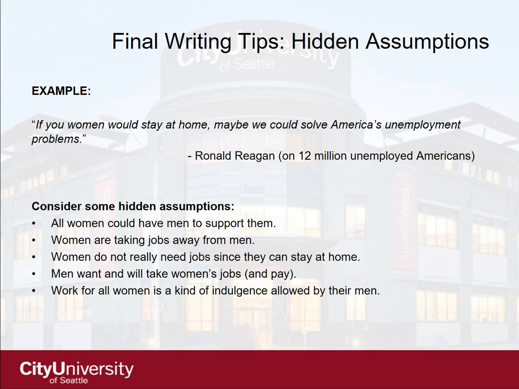Another thing is hidden assumptions, and this is a subtle form of evidence. Here's an example. "If you women would stay home, maybe we could just solve America's unemployment problems." Ronald Reagan, one of our presidents, said this regarding unemployment, which was interesting. So consider some of the assumptions here: that all women could have men to support them; women are taking jobs away from men; women don't need jobs since they can stay at home; men want and will take women's jobs; and work for women is a kind of indulgence allowed by their men. All hidden assumptions, all incorrect assumptions, but this was said.